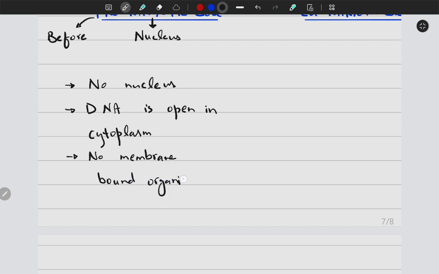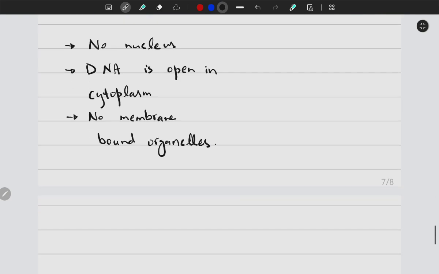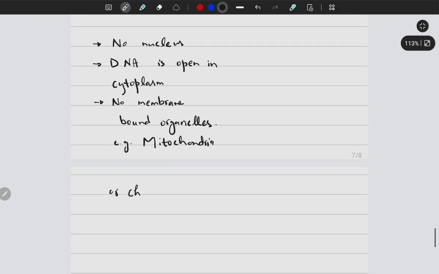Like inside the cell, there are no organelles which would have their own personal membrane, like very famous mitochondria or chloroplast. So mitochondria have two membranes, chloroplast have two membranes, so these prokaryotic cells don't have such organelles.